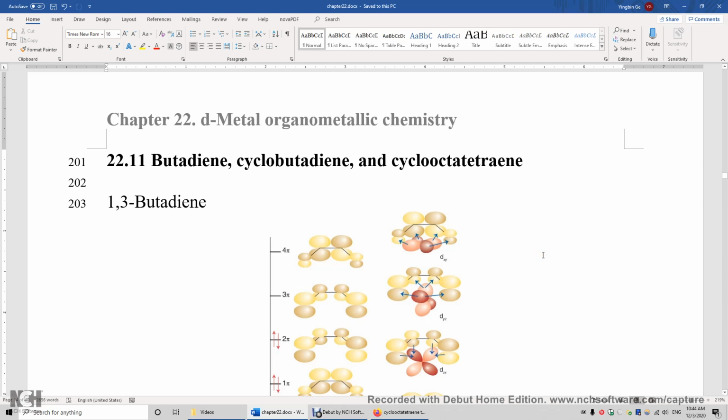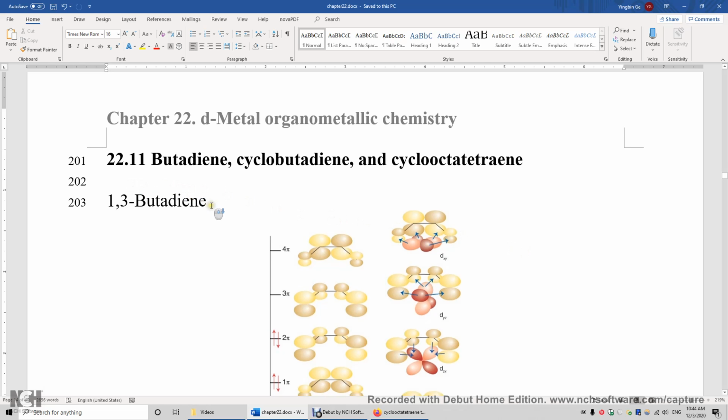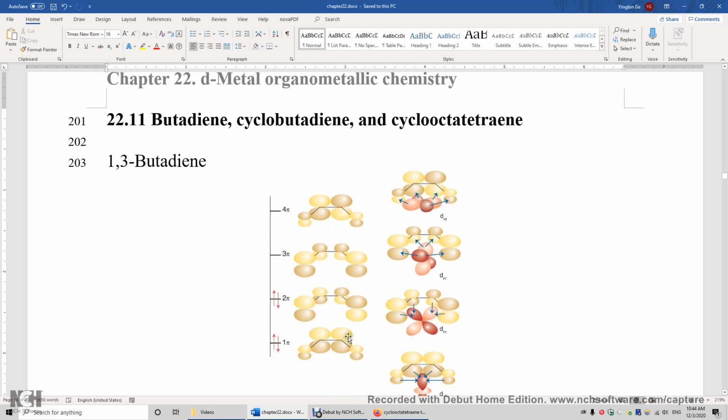Section 22.11 Butadiene, Cyclobutadiene, and Cyclooctatetraene. First, 1,3-butadiene. In 1,3-butadiene, the 4 p orbitals, one from each carbon, form conjugation. So you have these 2 occupied pi orbitals, and these 2 are empty pi star antibonding orbitals.